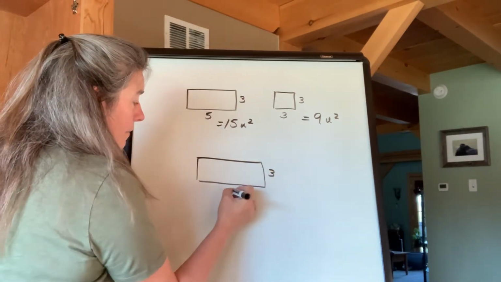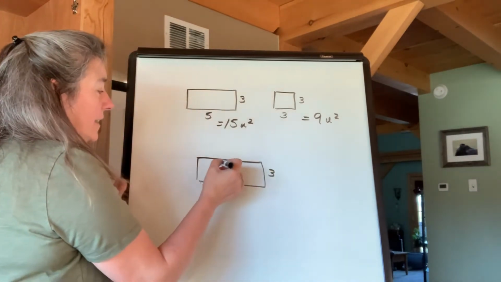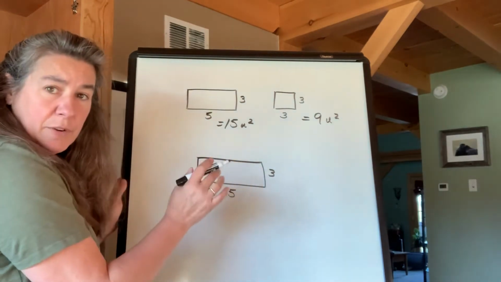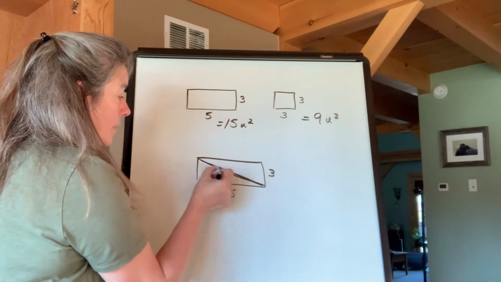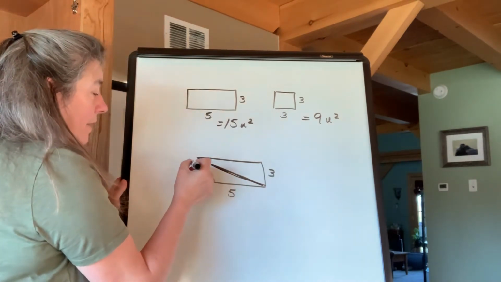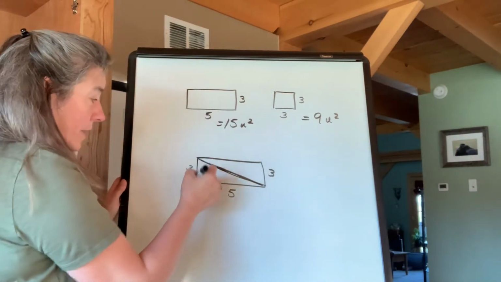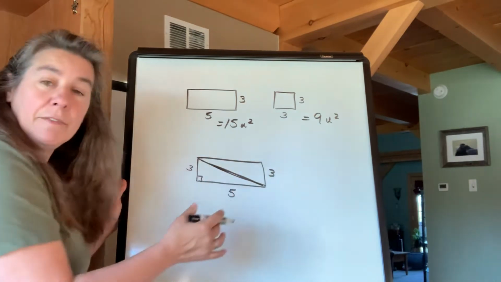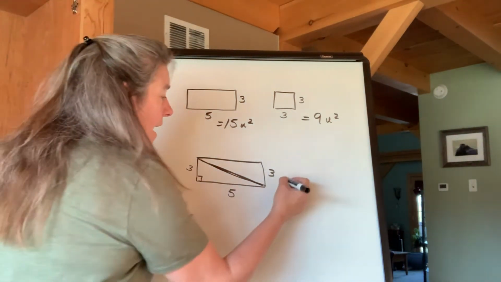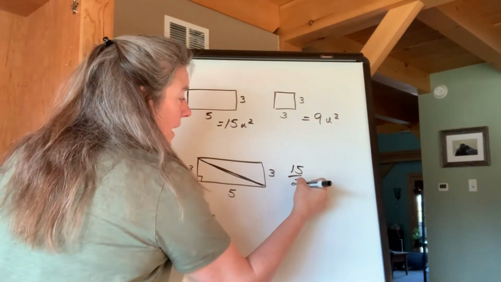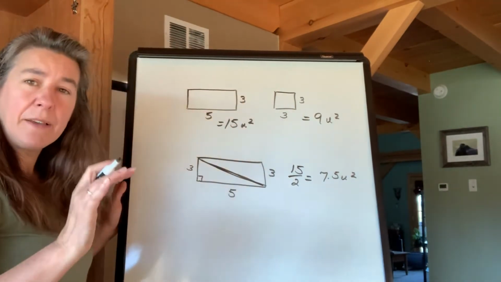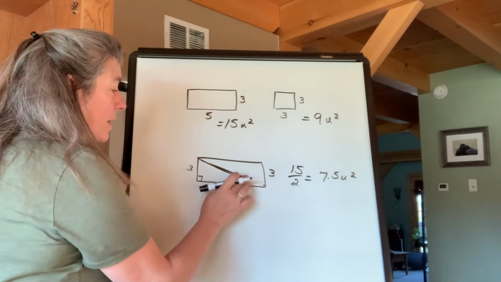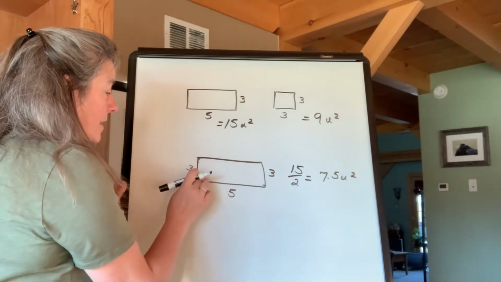So if this is my 3 by 5, I could literally make any kind of triangle in here. If it was this triangle, a right triangle, it would have a height of 3 and a base of 5, but it would be half of 15. It would be 15 divided by 2, or 7.5 square units. But I could make that triangle anywhere in here, and that's kind of the cool part.